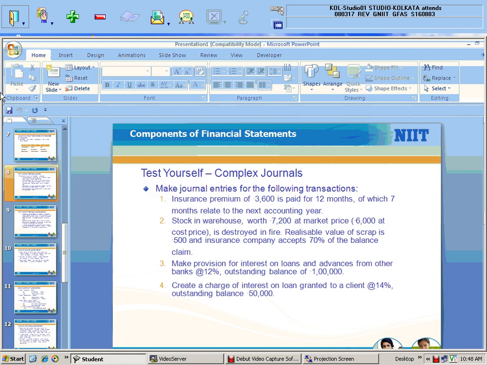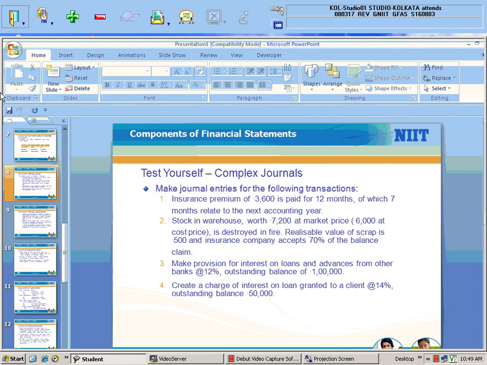Is that clear? So I looked at the accounts which are involved in the transaction. Cash is one account, it's a real account. The other 2 accounts involved are insurance expense, which is a nominal account, and the insurance expense for the current year is only 1,500. Remaining part 2,100 has been paid as a prepaid expense, which is a representative personal account.